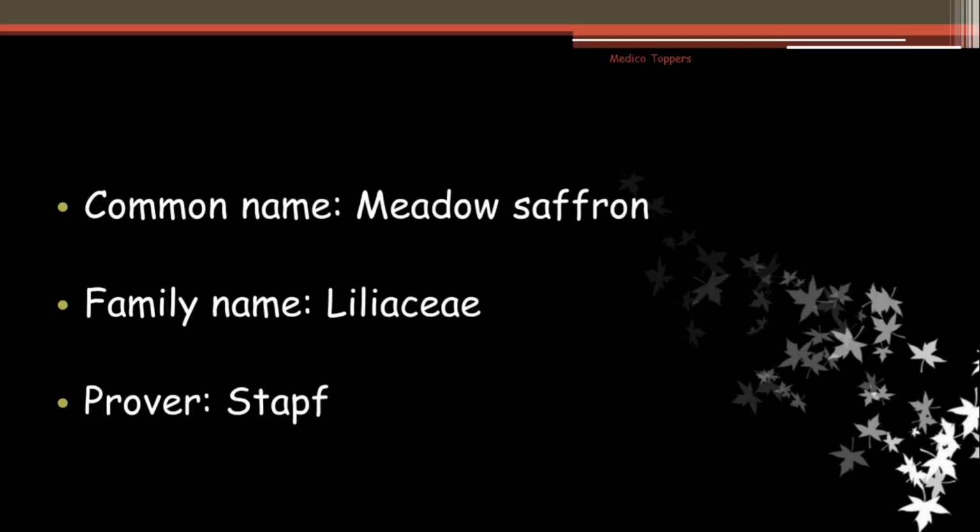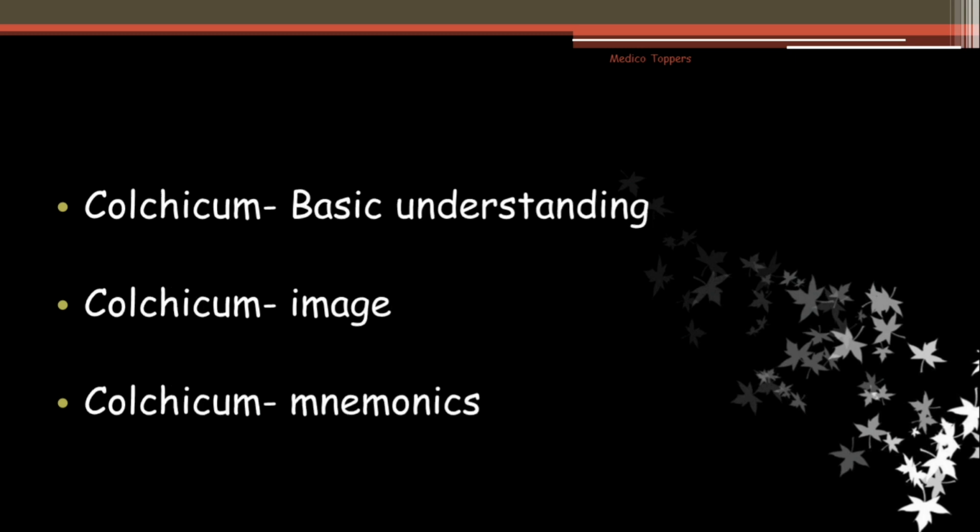So the common name of Colchicum is meadow saffron and the family name is Liliaceae, and it was proved by Dr. Stapf. In this video, first we are going to discuss the basic understanding of Colchicum. This will surely help us in our OPD practice. And second, we are going to see the Colchicum image. This will help you to remember Colchicum very easily. Then Colchicum mnemonics, which are more and more important for examination purposes. So let's see all the things in detail.